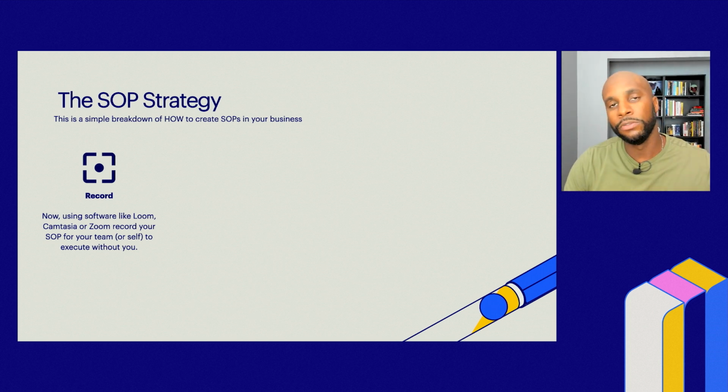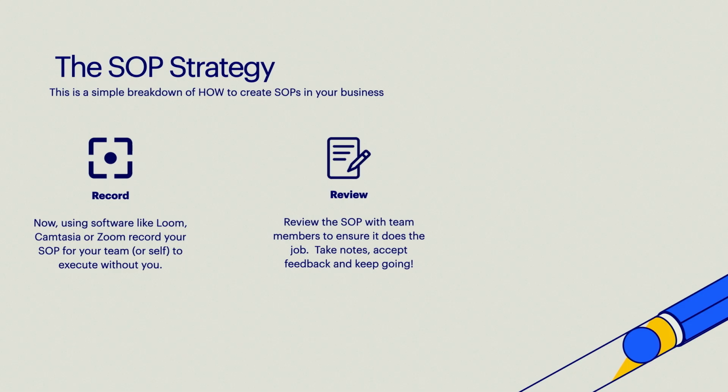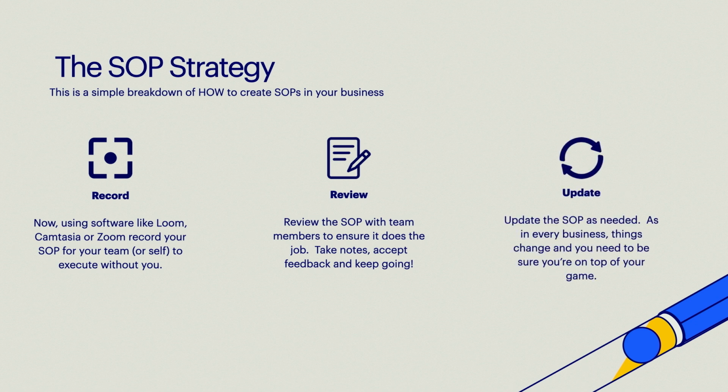So now that you've identified and moved into recording and documenting, you're going to record yourself performing the act. Next, you're going to review. Now take the SOP, look at the steps, make sure that your team members understand it, take notes, accept feedback, and then keep going. Then update.